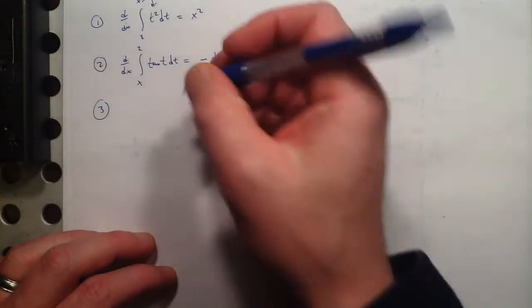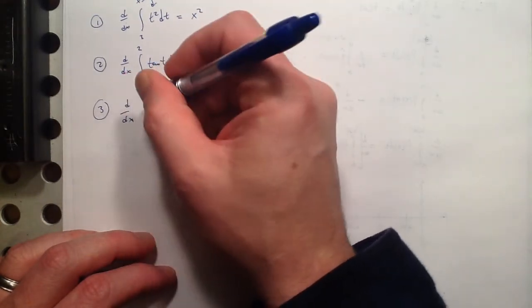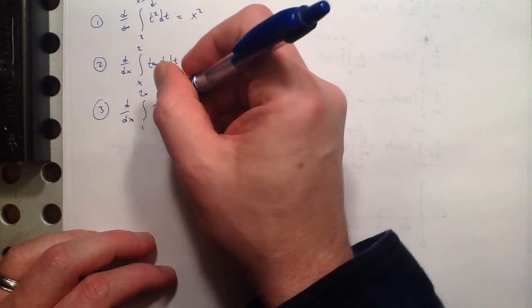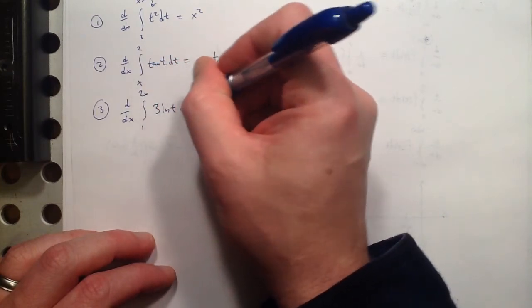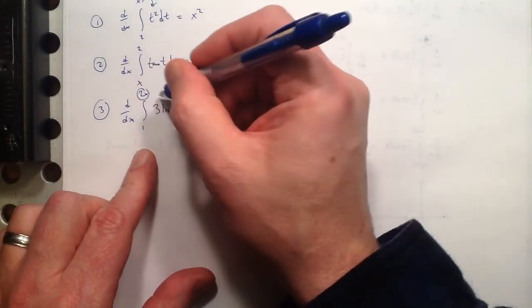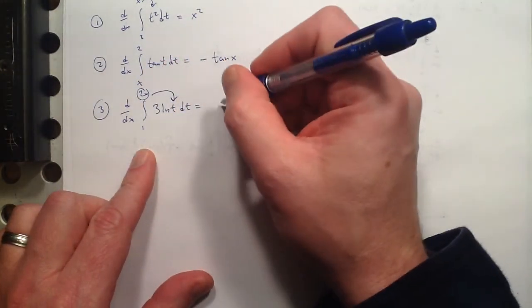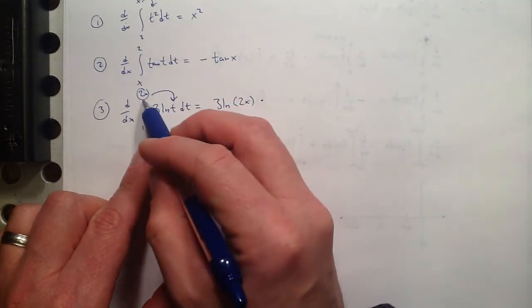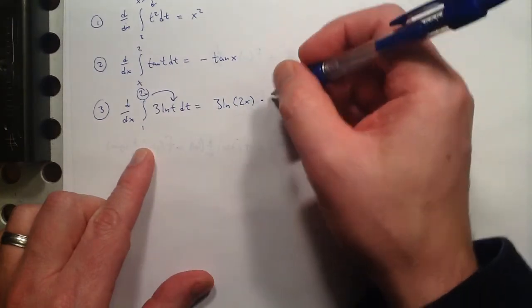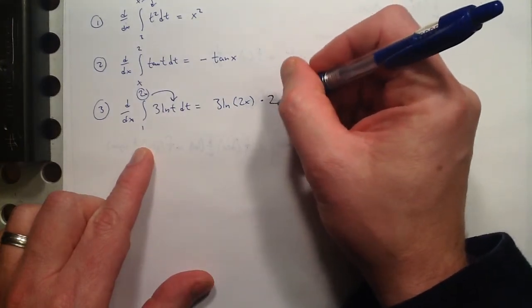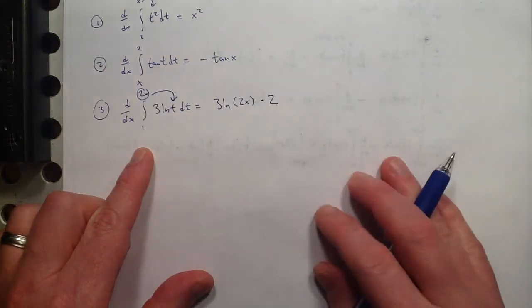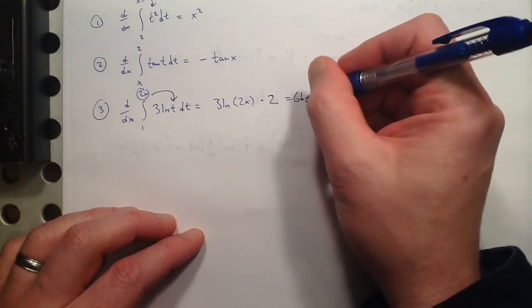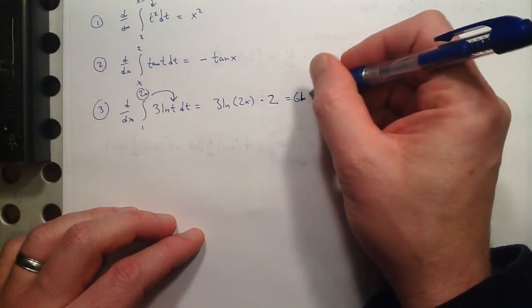Number 3, we have d dx of the integral from 1 to 2x of 3 natural log t dt. So this will drop in here. So that's 3 natural log of 2x. But since it wasn't just an x there, like I was showing you a minute ago, we have to multiply by the derivative of what's up there, like the chain rule. So you can write that, that's 6 natural log of 2x.